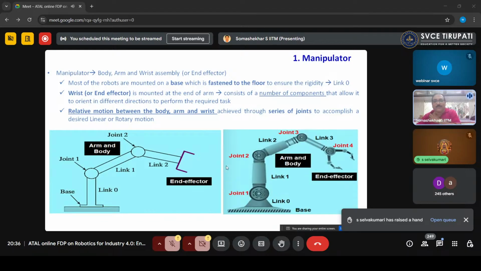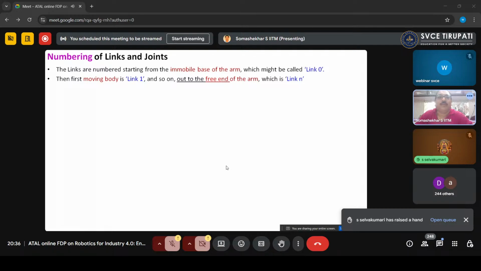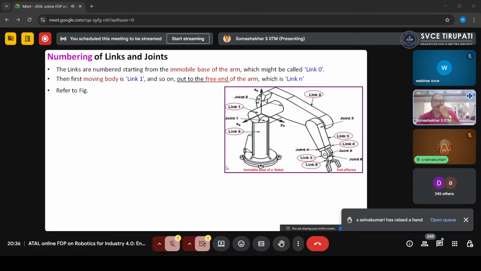Correct, friends? As we know, the same thing I am mentioning here. Arm and end effectors are playing a major role. If you see the numbering of the links and joints, which is a prerequisite in the DH parameters, always the links are numbered starting from the immovable base, which might be generally the link 0. Then the first moving body is link 1, and so on out to the free end of the arm. Always you have to mark link 1, link 2, link 3, link 4, moving towards the end effector.